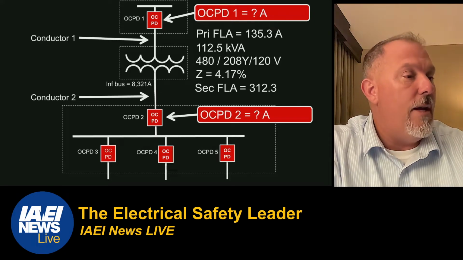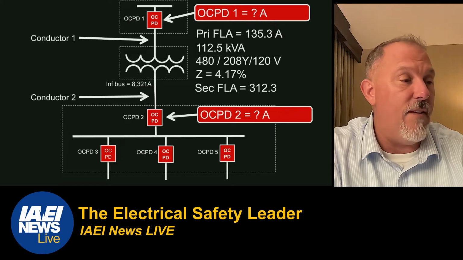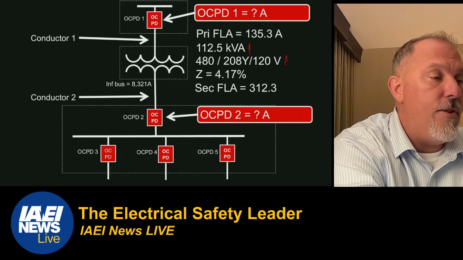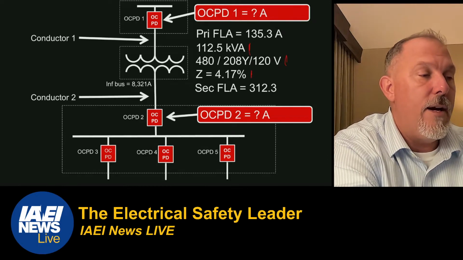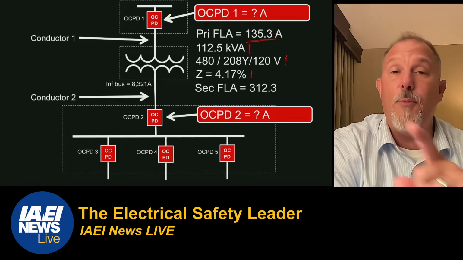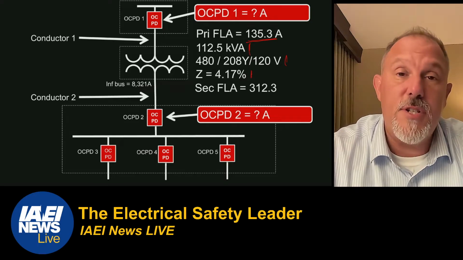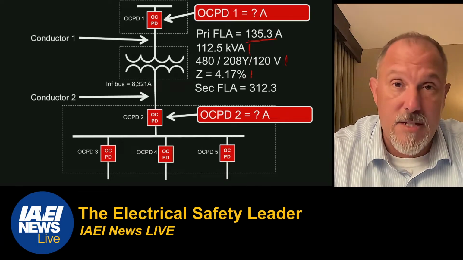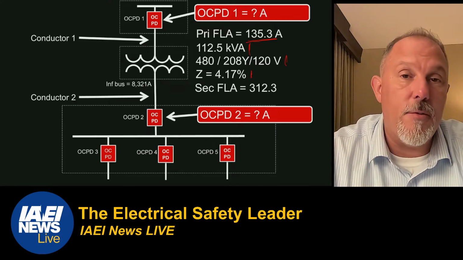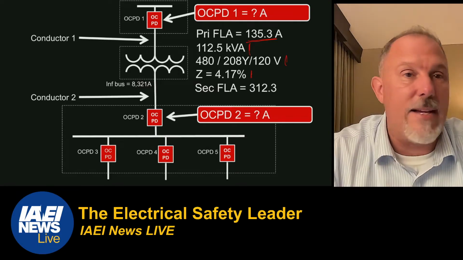All right, so in this case, the primary full load amps is 135.3 for a 112.5 kVA transformer. So here's our transformer, 112.5, 480, 208, 4.17% impedance. Primary full load amps 135.3, and we know based on the tables that I can go 250% of that as a maximum, but I can't go over that. My secondary full load amps is 312.3. I know I can go up to 125% of that, and I can go to the next larger.